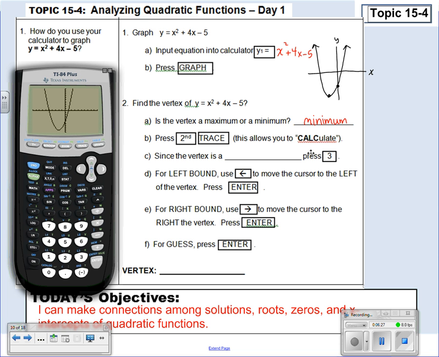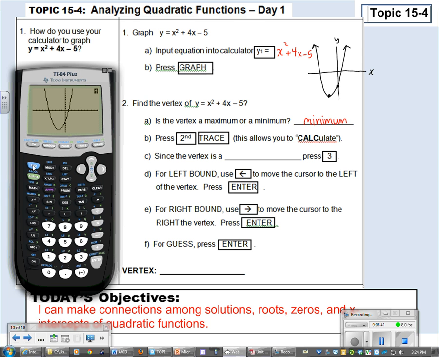So I said we're going to use the calculator to calculate something. In order to get to where the calculator can calculate something, you're going to press second trace. Anything with a box around it tells you that is a button on the calculator. So we'll hit the second button and then the trace button. If you look above the trace button in blue, you will see calc. We want to get to the calculate screen, and sure enough, calculate comes up.